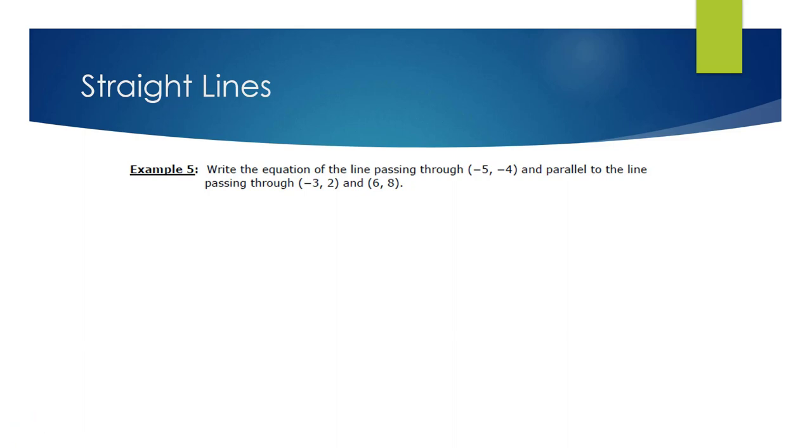One of the things that I see students do in problems like this is that they'll mix up the information for the two lines. There's two lines being referenced here. We're looking for the equation of a line passing through -5, -4, and it's parallel to the other line. This is what we're looking for. This is our answer.